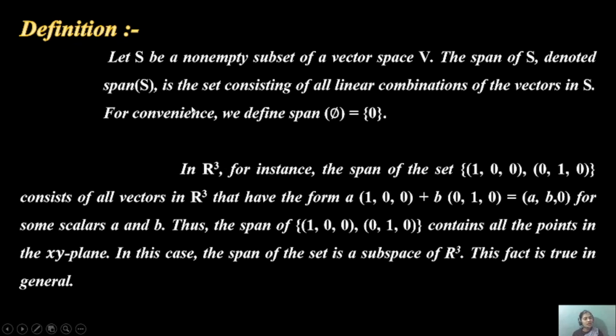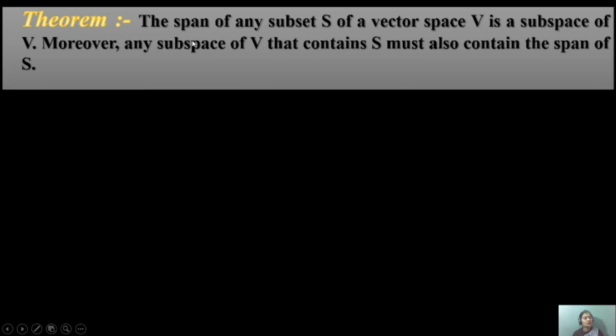Let us get started with the theorem for the span. Theorem: the span of any subset S of the vector space V is a subspace of V. Moreover, any subspace of V that contains S must also contain the span of S. Okay, what is the proof? What does the theorem say? The span of any subset S of the vector space V is a subspace of V.